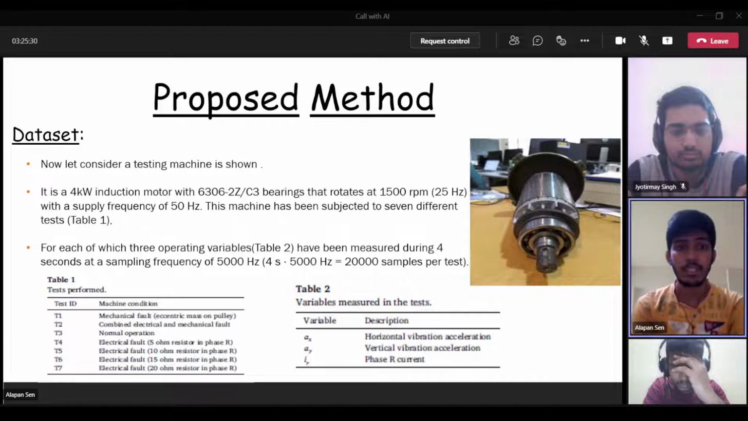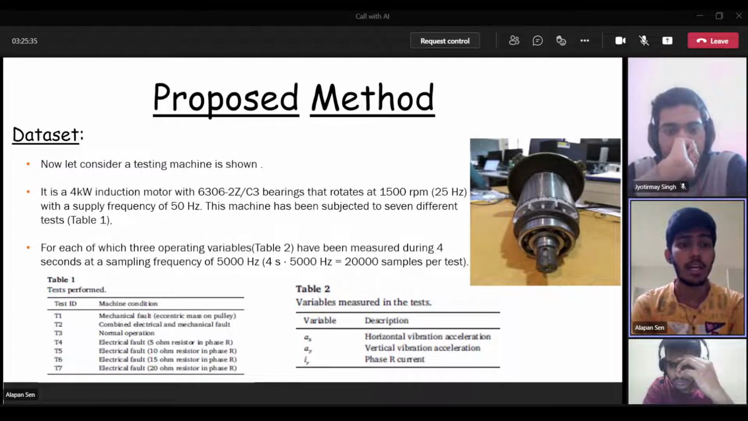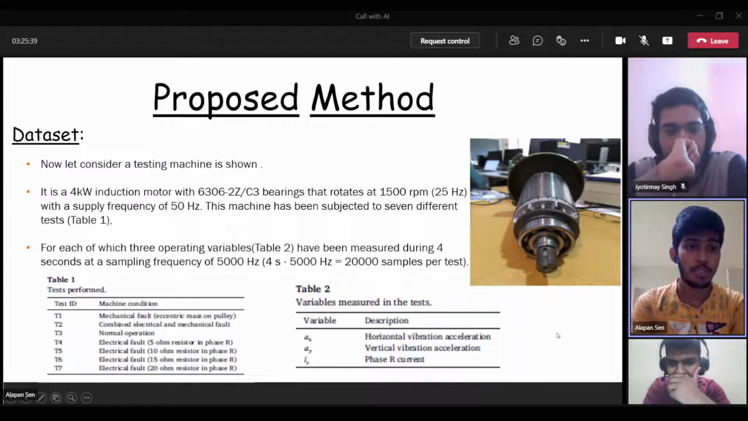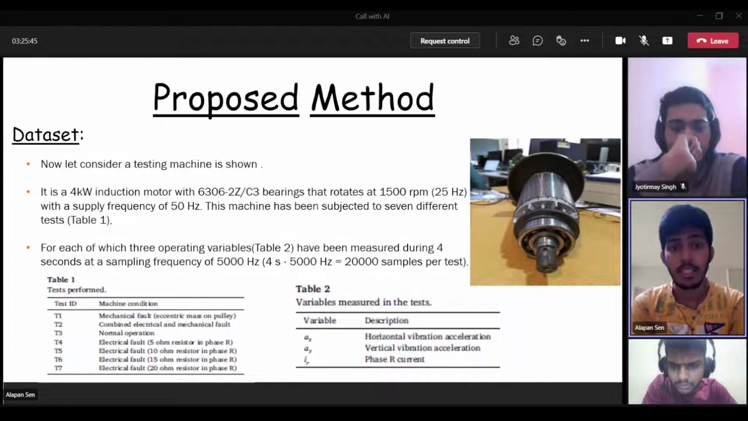Now, let's use our algorithm on a given testing machine, shown here. So the description of the testing machine is here. It is a 4 kilowatt induction motor with 6306 2Z C3 bearings that rotates at 1500 revolutions per minute with a supply frequency of 50 Hz.